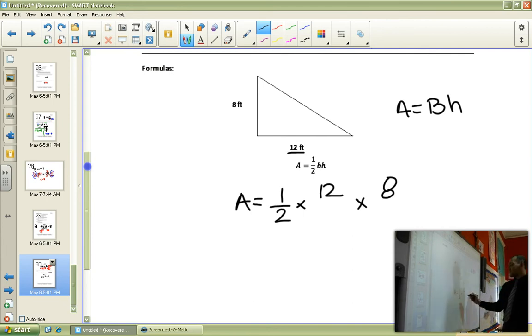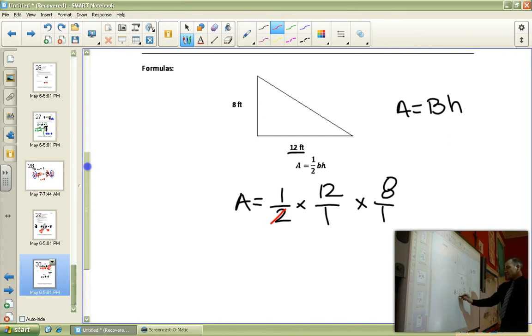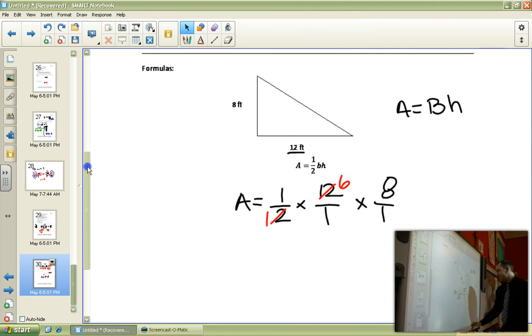Remember, though, you need to put them all as improper fractions or fractions. We're going to super reduce. 2 can be divided by 2 to give us 1. 12 divided by 2 can give us 6. So now all we have to do is multiply straight across.